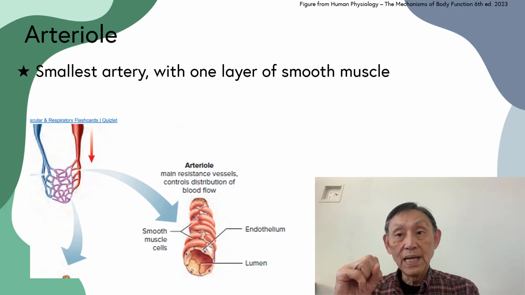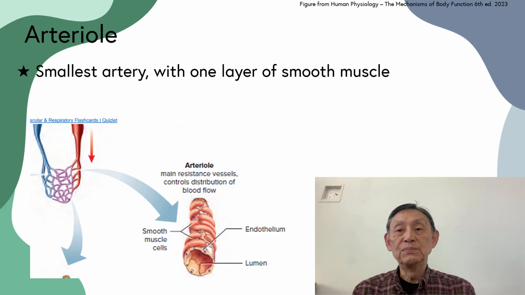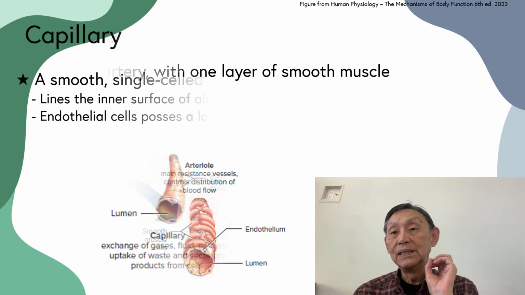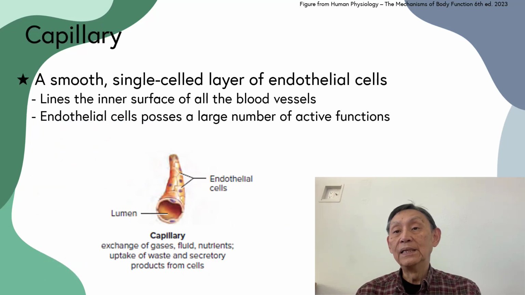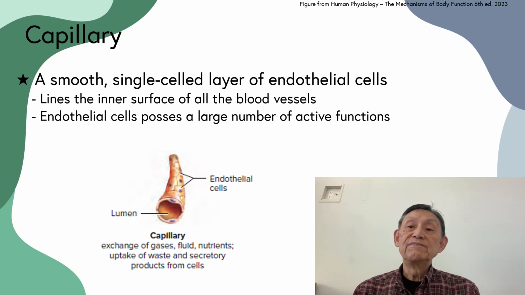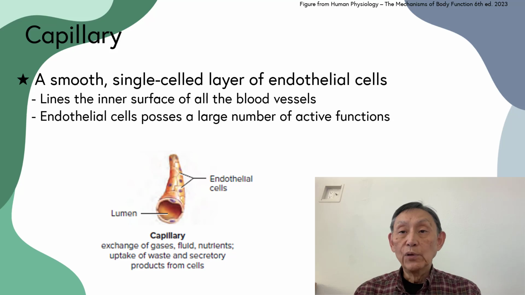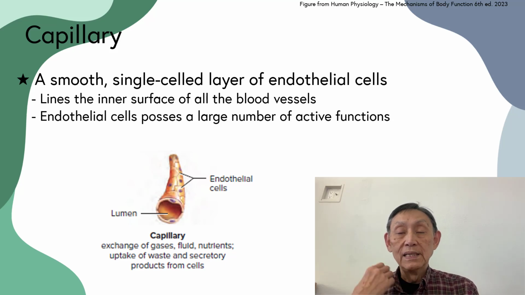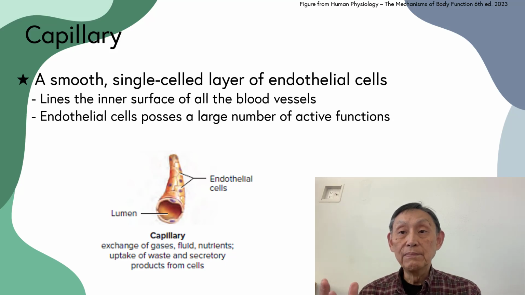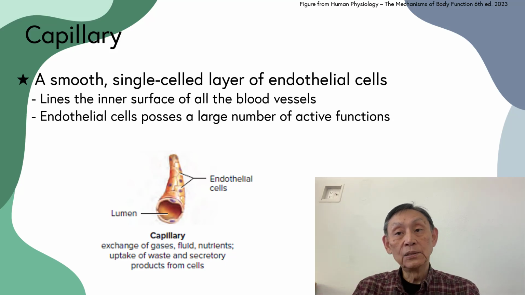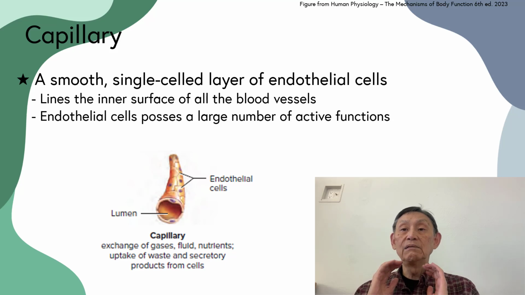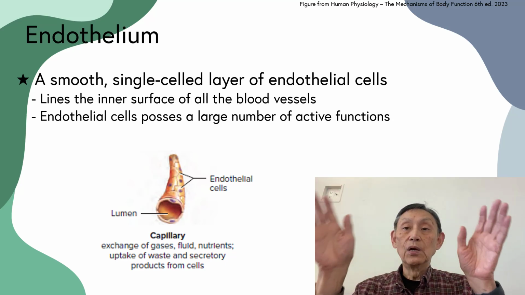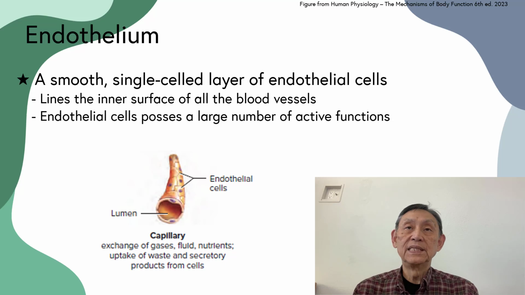Then we take a look at the arteriole. That's the smallest artery, with one layer of smooth muscle. The capillary has only a single layer of endothelial cells. There is one universal structure of all vascular systems, even from the heart. As we talked about, the heart has the pericardium and the myocardium. The inner lining is called the endothelium, and this endothelium extends all the way through all vascular systems.